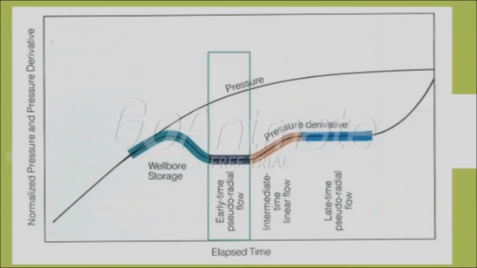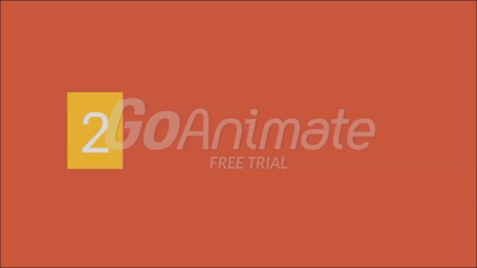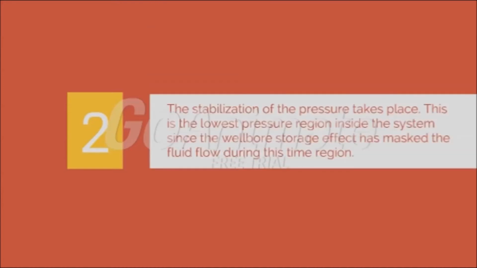Next is early time pseudo-radial flow. Stabilization of the pressure takes place during the early time region. This is the lowest pressure region inside the system, since the wellbore storage effect has masked the fluid flow during this time region.